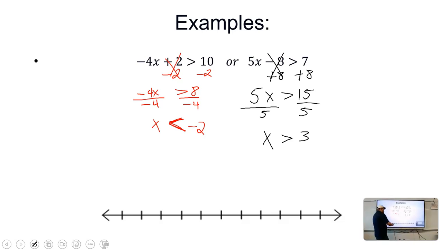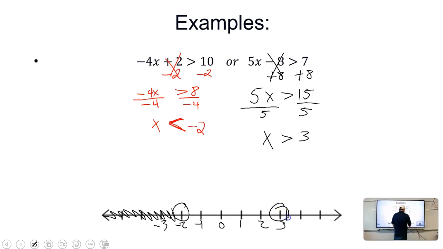Let's go ahead and plot them down. So -3, -2, -1, 0, 1, 2, 3, etc. So my first boundary point is at -2. It is open because we don't have the or equal to sign, so we fill to the left. And then open at 3, fill to the right.